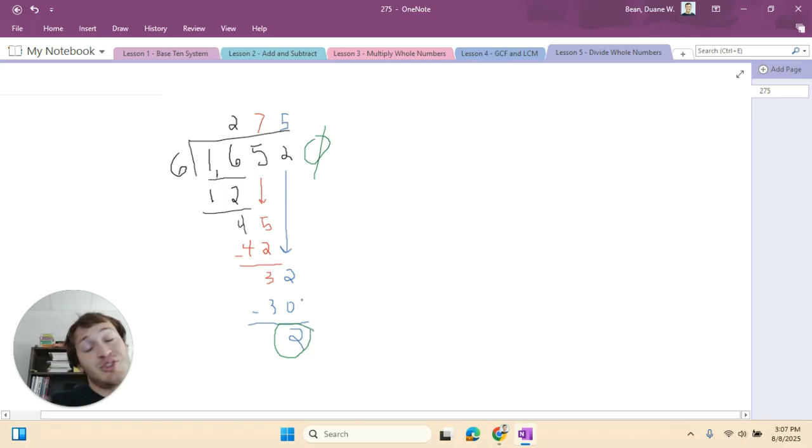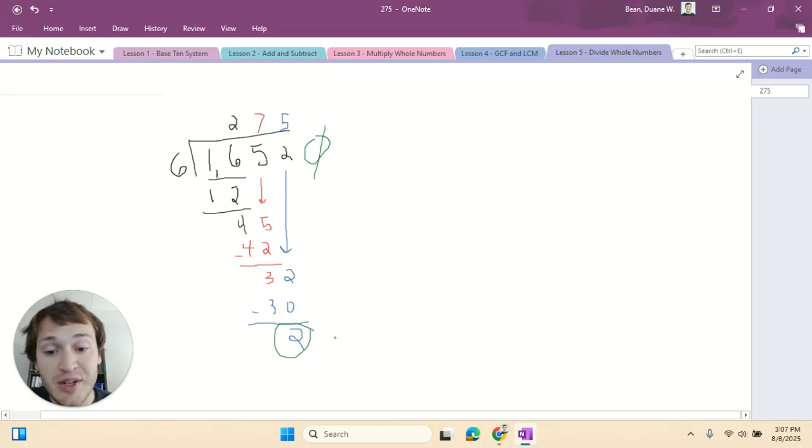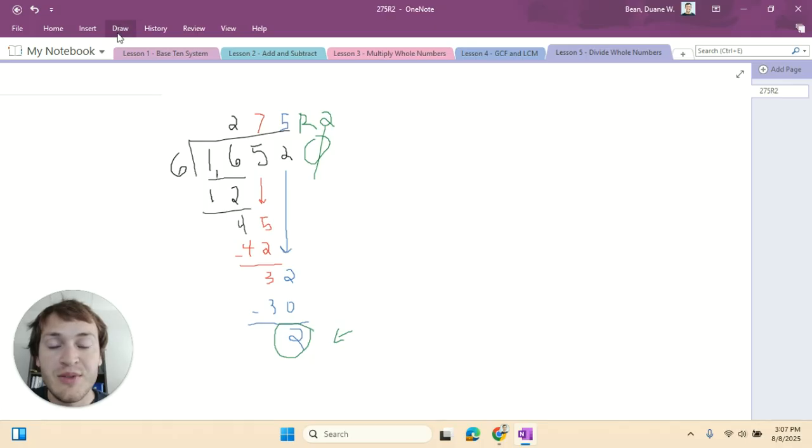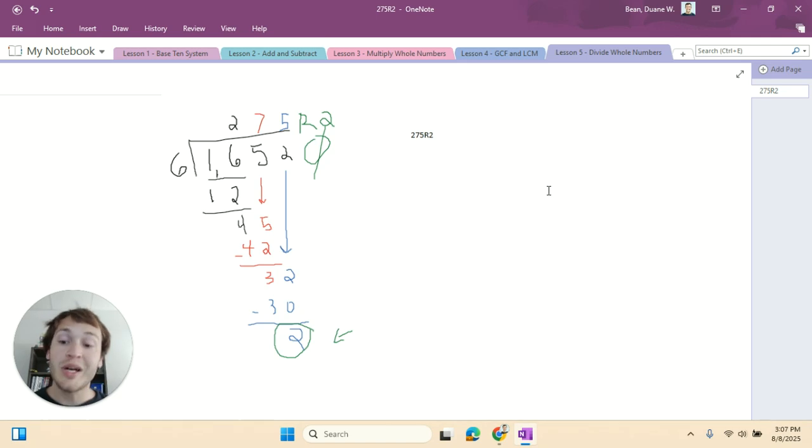All right, so sometimes, actually a lot of the time, your divisor doesn't go perfectly into your dividend. And so we're left with what's called a remainder. So this right here is your remainder, and the way that we kind of include that in the answer is we write r and then the remainder 2. So our complete answer is 275 r2. That's going to be our answer. And that just means that 6 goes into 1,652 275 times, but there's 2 left over. So it's not a perfect match, and that's okay.